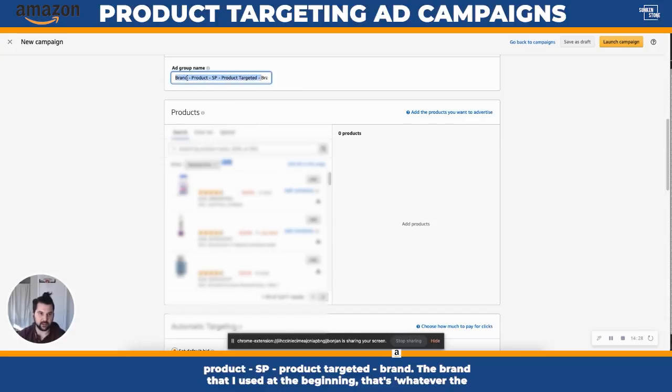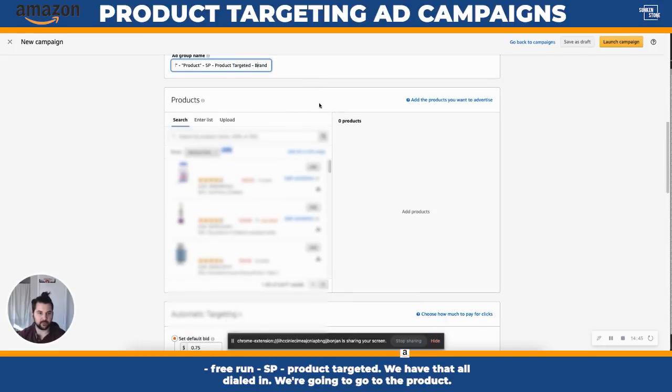So the brand that I used at the beginning, that's whatever the brand is. I'm going to put that in quotes. And then product is whatever the product is. So if you were doing like Nike free runs, it would be Nike dash free runs dash SP dash product targeted. So we have that all dialed in.